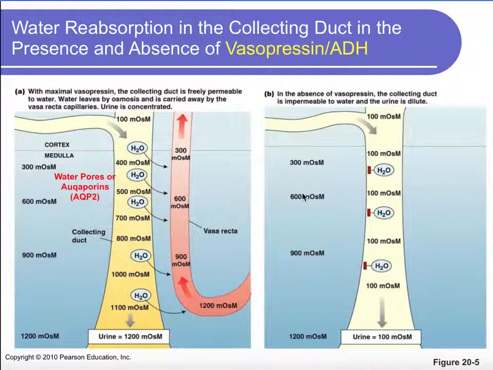If we don't release vasopressin, then we don't have these water pores. So we will not reabsorb any water, so we'll just excrete what we had from the distal tubule. So our osmolarity can be as low as 50. Now here it shows 100, but it can go as low as 50 milliosmoles.